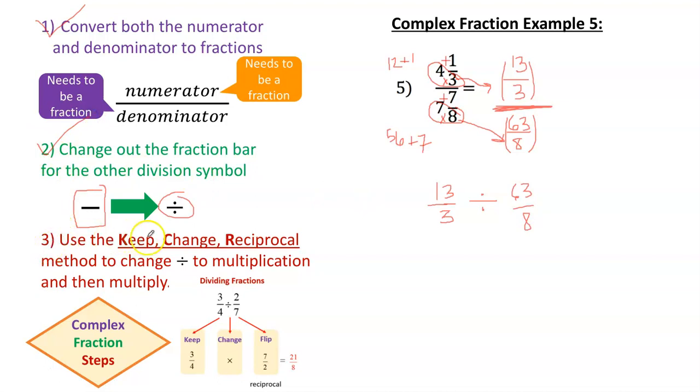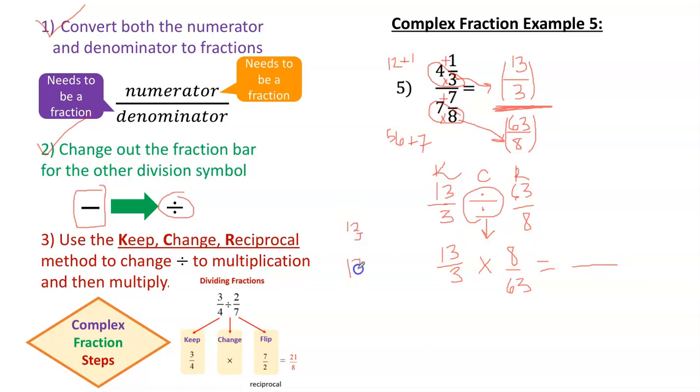Step 3. Use the keep change reciprocal method to change division to multiplication and then multiply. I keep the 13/3. We don't change that. We change the division to multiplication, and then we record the reciprocal of 63/8. The reciprocal of 63/8 is 8/63. Then we multiply across like we normally would with a fraction. 13 we multiply by 8.